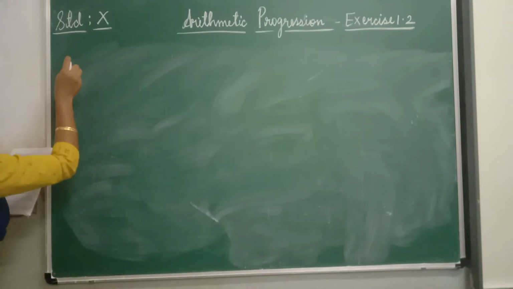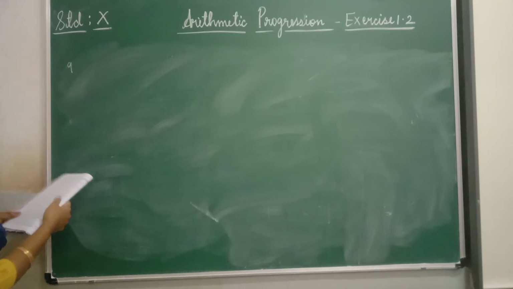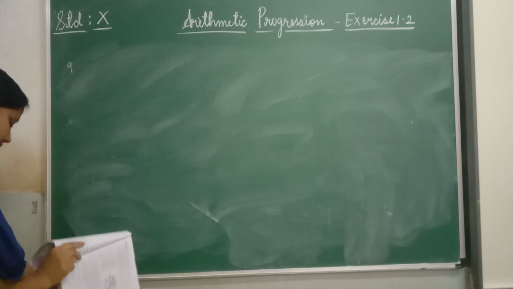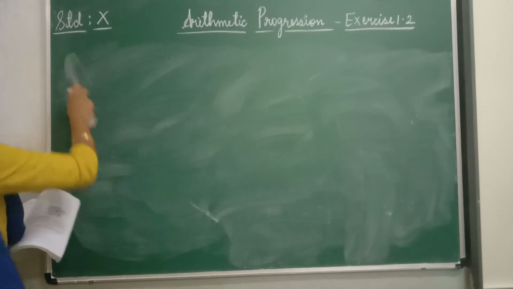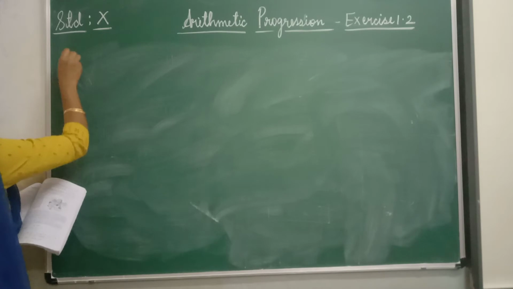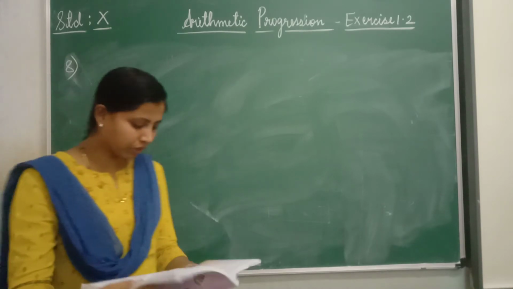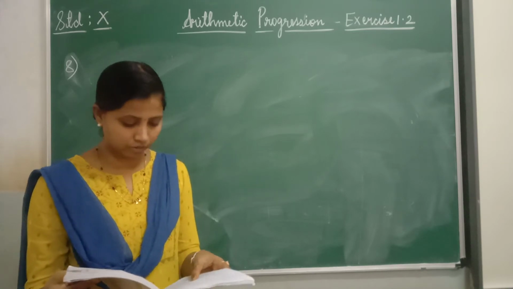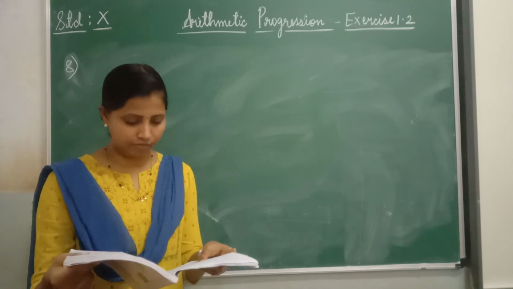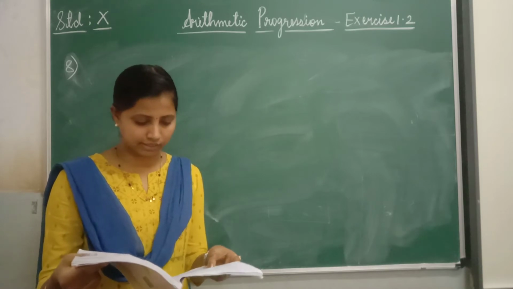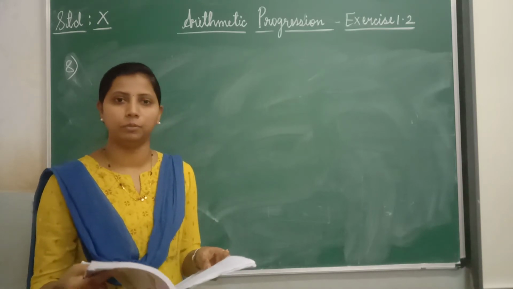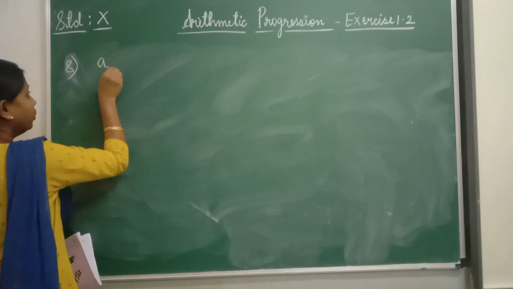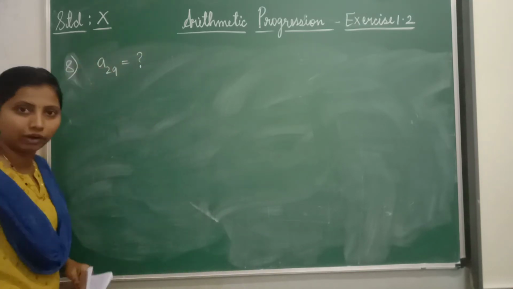The 9th question. So, 8th one. 8th question is, an AP consists of 50 terms, of which third term is 12 and last term is 106. Find the 29th term. Here also you have to find the 29th term. That is A29 you have to find.